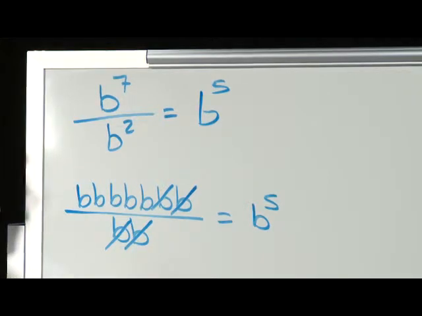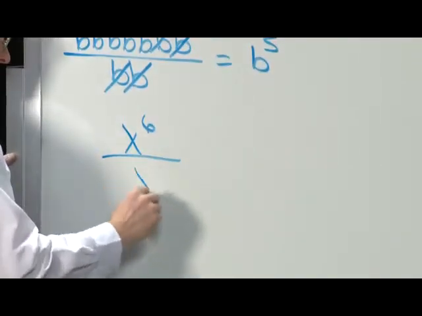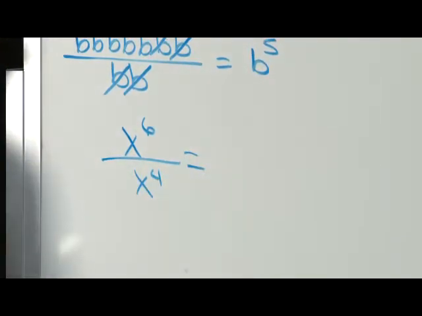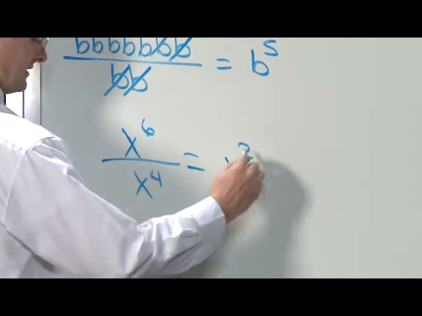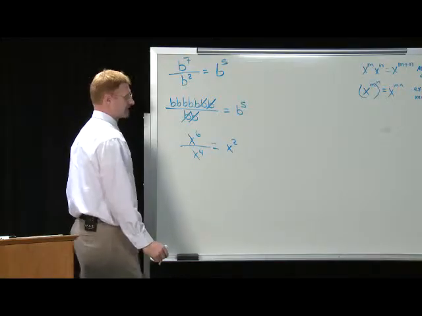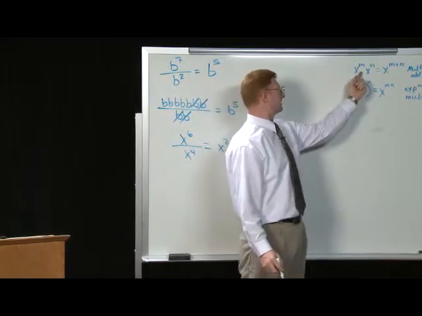See if you picked up on the pattern. We have x to the 6th over x to the 4th. What do you think it'll be? Based on this, we did a subtraction thing over there, and we got x squared. That's exactly what happens. When you're multiplying, you end up adding.